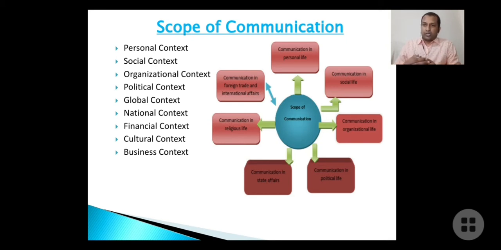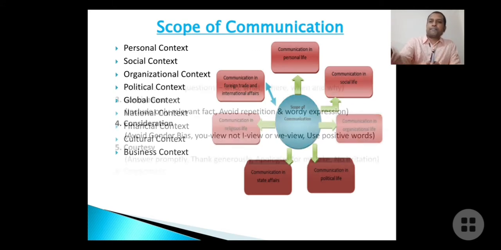So this is why information flow from the top level to lower level and from the lower level to top level, both are required. So we say in organizational context, without communication it's not possible to take a decision and it's not possible to implement the decision accordingly. So, next slide.